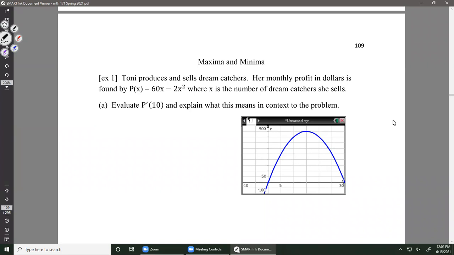Part A says evaluate P prime of 10 and explain what this means in context to the problem. So we want to find the derivative and evaluate it at 10. So we need to find P prime, and this is equal to 60 minus 4x, just using our power rule. And then P prime at 10 is 60 minus 4 times 10, which is equal to 60 minus 40. So we get 20.